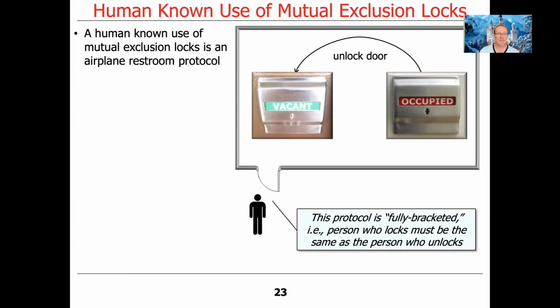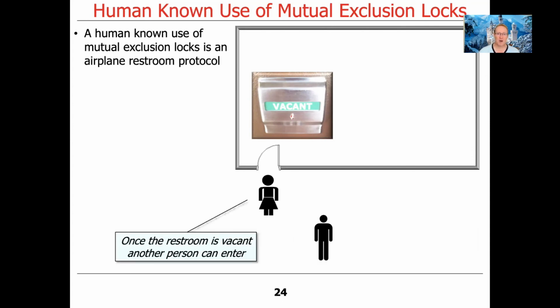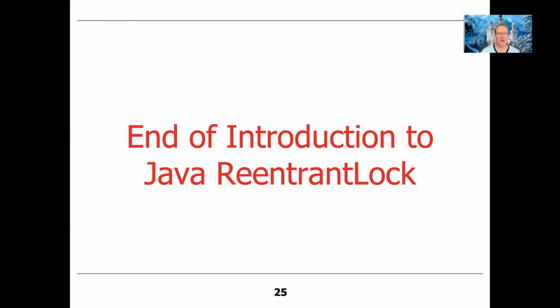And notice that this is what's called a fully bracketed protocol, meaning that the person or the thread that acquires that resource, acquires the access to this critical section, must be the one to unlock it. So the person on the outside of the door can't get in as long as the door is locked. Once the person in the restroom is done, then they leave and the state goes to vacant again, and then the next person in line can go ahead and enter. So that's just a quick overview of a human-known use of a mutex. I'm sure you're familiar with that kind of protocol. And that's essentially the way that things work for reentrant locks, which we're going to talk about in more detail in the rest of the lessons that are part of this particular section.